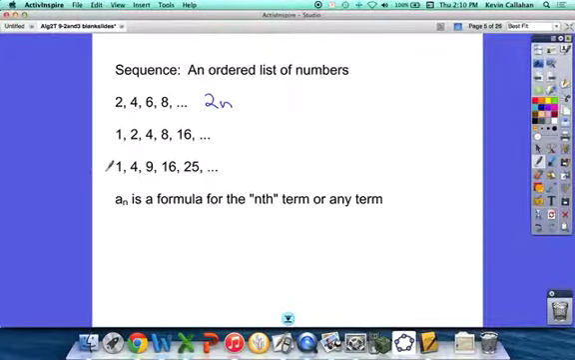What about the third one? Does anybody see the pattern that's going on in the third one? Curtis? It's n squared, right? These are the perfect squares. So n squared.